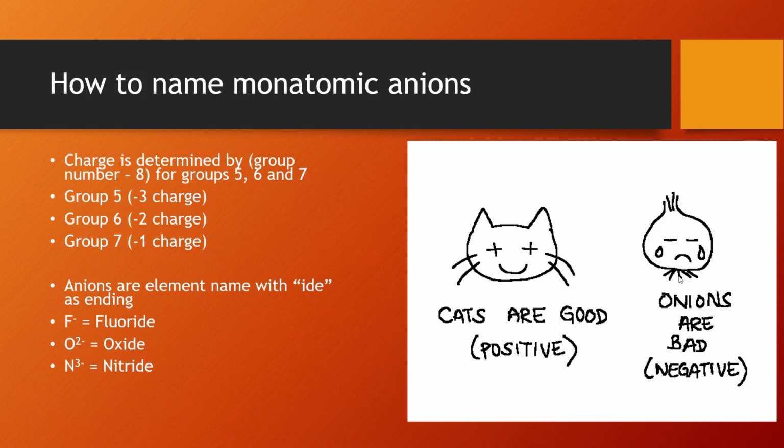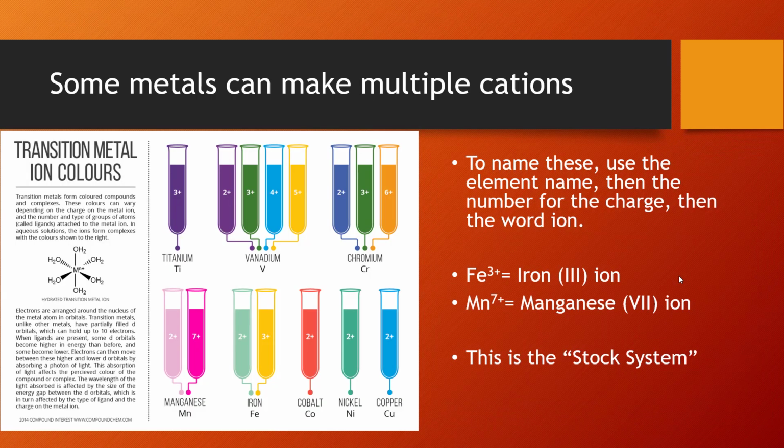So fluoride, oxide, nitride. Now notice I'm not saying the numbers because those are things that we know. Nitrogen has generally one type of ion. That's going to be the 3-, nitride. What about if you can make multiple cations? Well, this will be some of the transition metals that can make multiple cations.